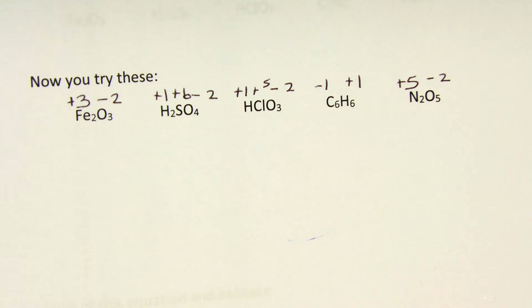For the sulfur in sulfuric acid, we have to do this one by difference. So we know that hydrogen is a +1, oxygen's a -2. 2 times a +1 gives us a +2. 4 times a -2 gives us a -8. They have to add to 0, so sulfur has to be a +6 in order to make that work. We get a +6 divided by 1 sulfur gives us a +6.